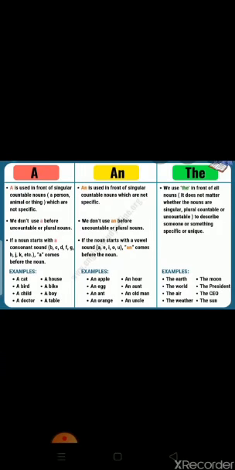Articles, explore. A is used in front of singular countable nouns, a person, animal or thing, which are not specific. We don't use it before uncountable or plural nouns. You know what an uncountable noun and a countable noun are, we explained it before and you will know it very well, I know. So we don't use a before uncountable or plural nouns.